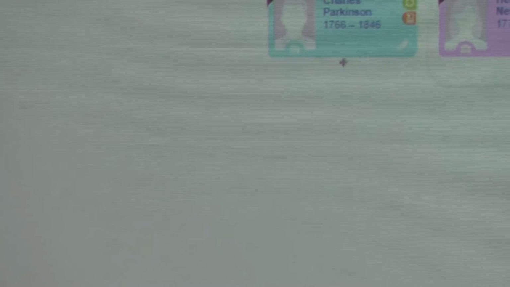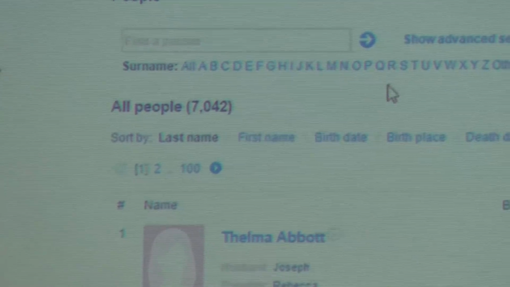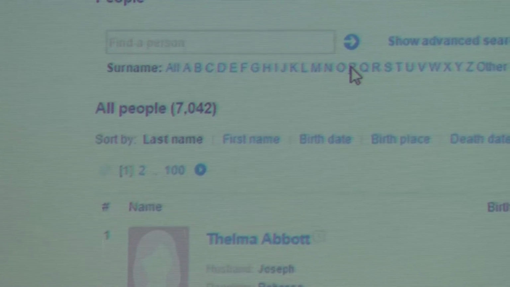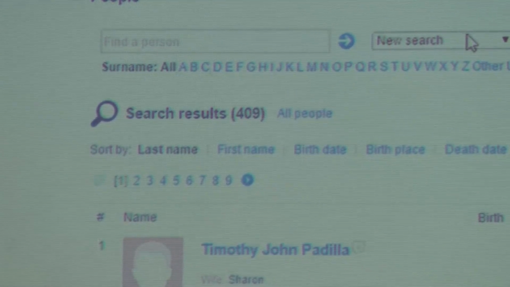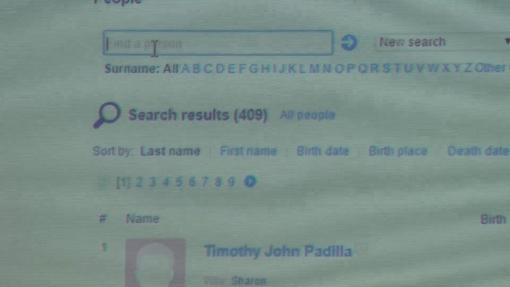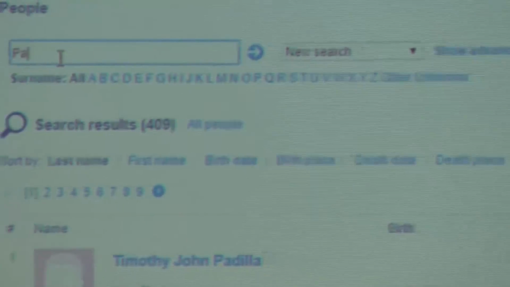And I suggest that if you do get to this situation where you have this many names and this many people in your tree, that you go at this a little bit of a different way. And that is, you go up here to family tree and you look at your people. And in this case, we're going to go over to the P, Parkinson people. And there's still quite a few here, 409. So let's put in Parkinson as our search term.